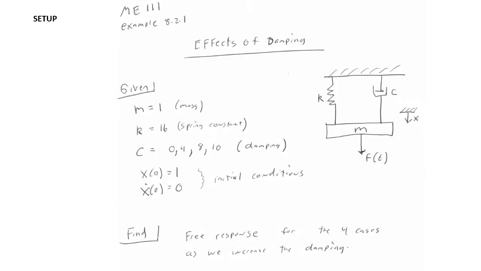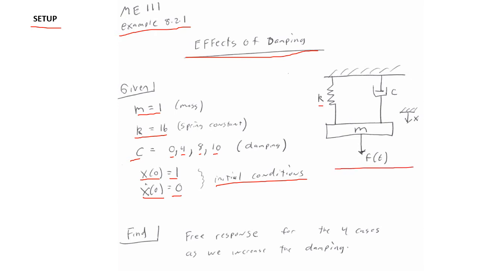So now we've had a chance to look through the problem statement, understand what they've given us, and what they're asking us to solve for. The next thing to do is create our setup page. So label our problem here: example problem 8.2.1, effects of damping. We're given that m is equal to 1 for our mass, k is equal to 16 for our spring constant. We have c is equal to 0, 4, 8, and 10 for 4 different cases here. And we're also given our initial conditions of x of 0 is equal to 1 and x dot of 0 is equal to 0. I redraw my given diagram over here. I can see my spring, my damper, and my mass.